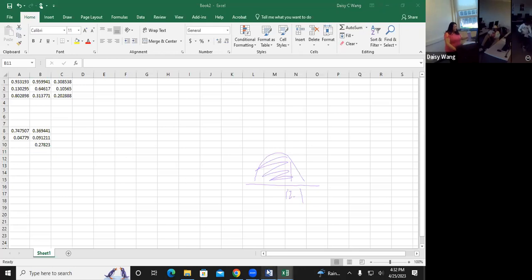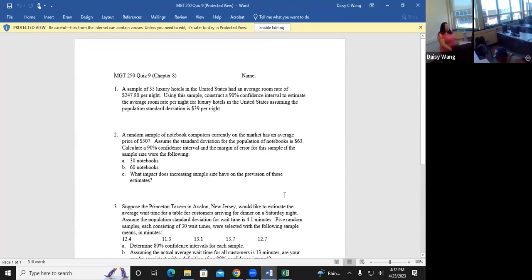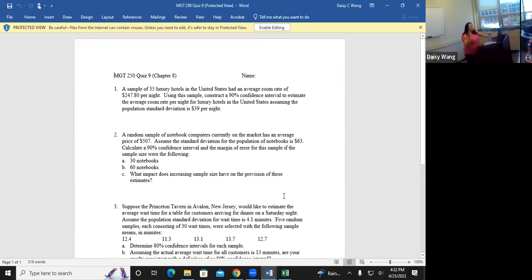Quiz 9. So quiz 9, first question. Quiz 9 is a little bit different because we are doing the point estimation, so we actually have a sample. When we have a sample, we have to adjust the standard deviation. We have to convert the population standard deviation to the sample standard deviation, okay? So the only difference is we have to convert that.